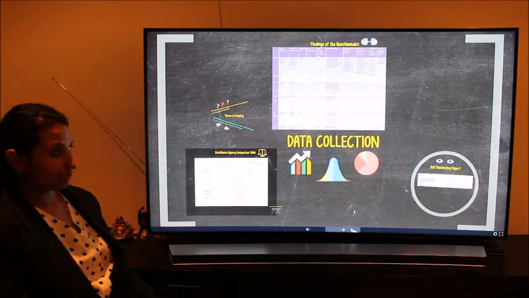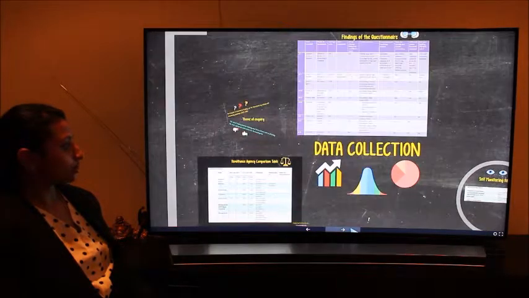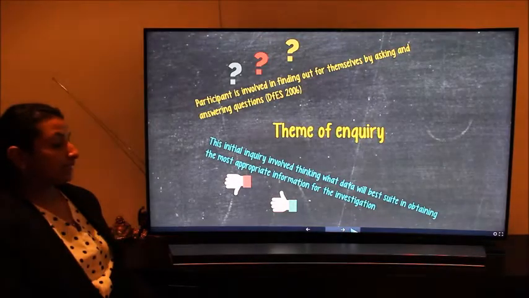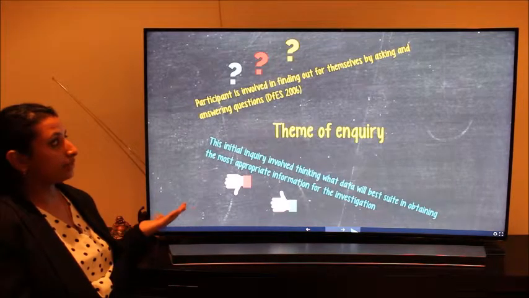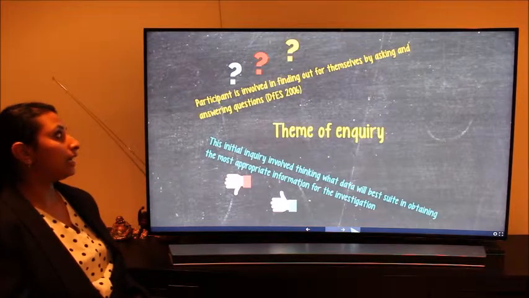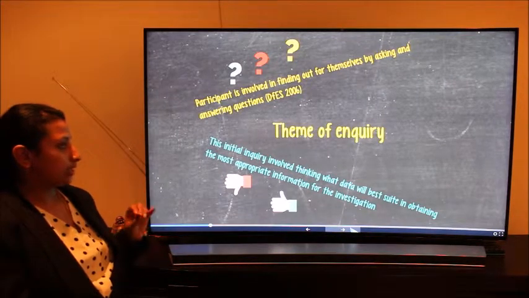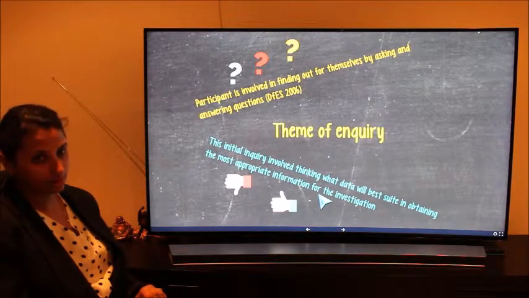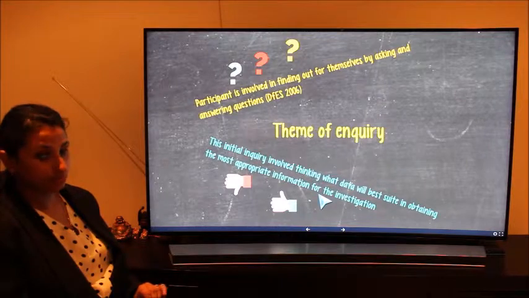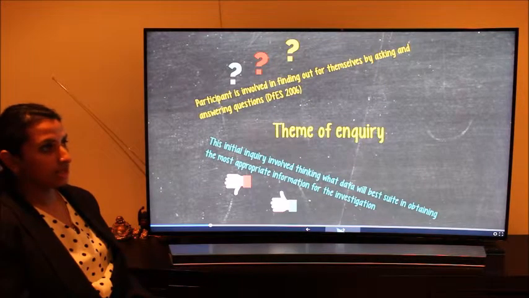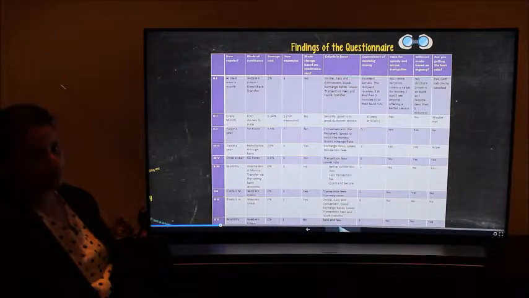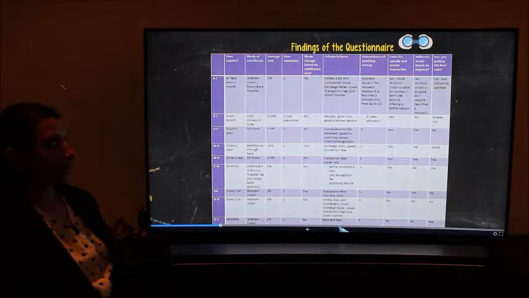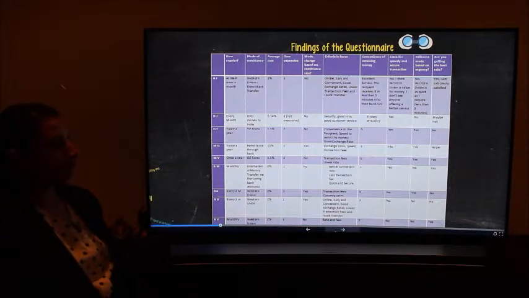So moving on to the data collection part of it, I used the 3 modes, and the theme of enquiry came into play here, where the participant involved is finding out for themselves by asking and answering questions, with reference to DFES 2006. And then this initial inquiry also involved thinking what data will best suit in obtaining the most appropriate data for the investigation. So as soon as the investigation was planned, I sent out the questionnaire to about 10 of my friends, out of which 9 of them came back with the survey, and I collated the data into this table, which allowed me to form various charts and graphs for analysis purposes.